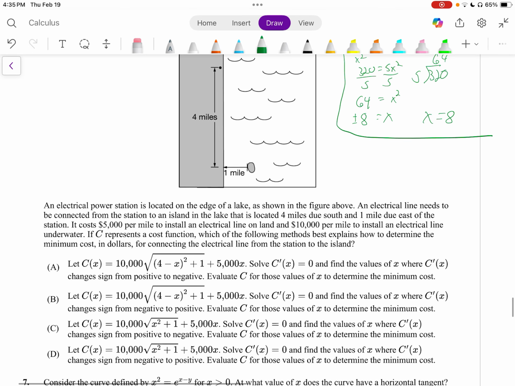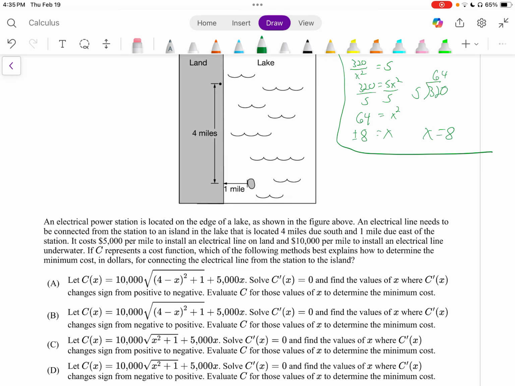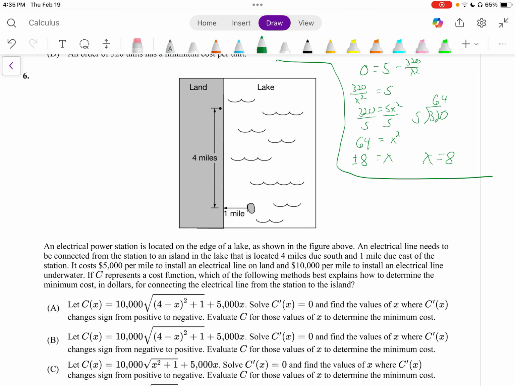All right. An electrical power station is located on the edge of a lake, as shown in the figure. So here's the electrical power station up there at the top. An electrical line needs to be connected from the station to an island in the lake that is located 4 miles due south and 1 mile due east. It costs $5,000 per mile to install an electrical line on land and $10,000 per mile to install the electric line underwater. C represents the cost function. Which of the following methods best explains how to determine the minimum cost in dollars for connecting the electrical line from the station to the island?